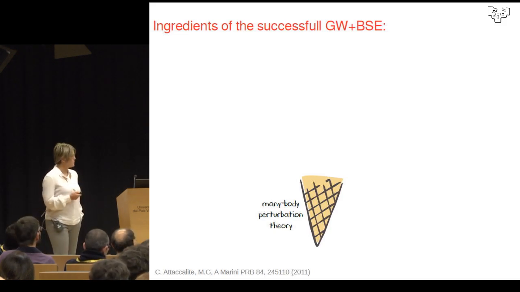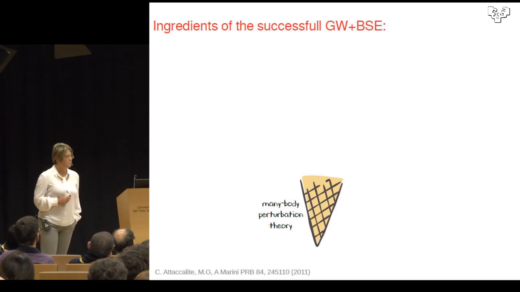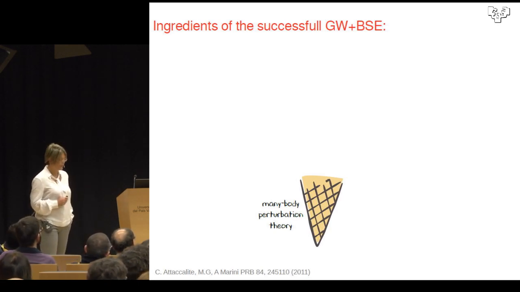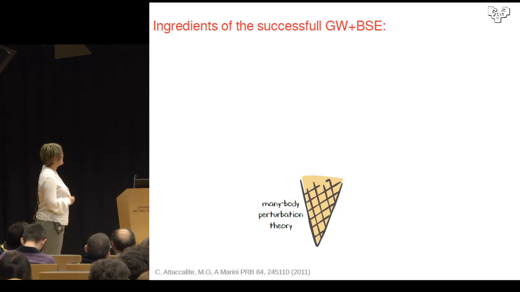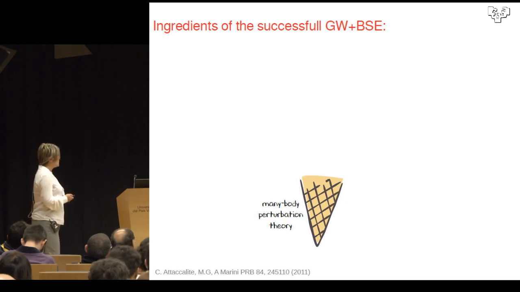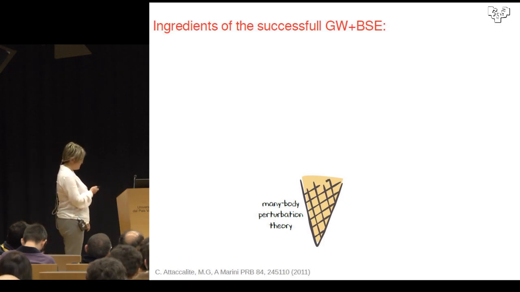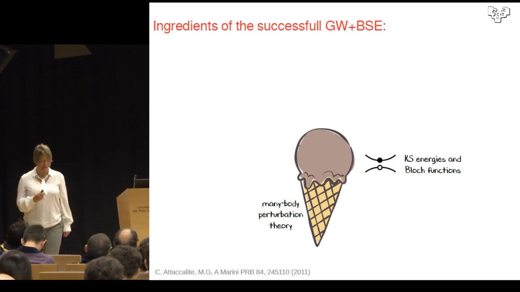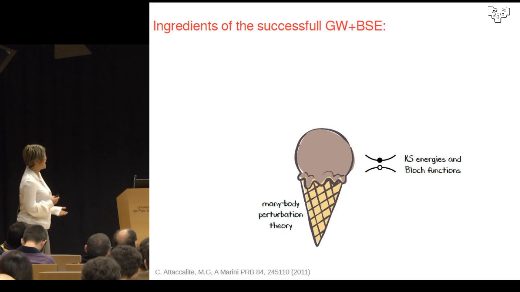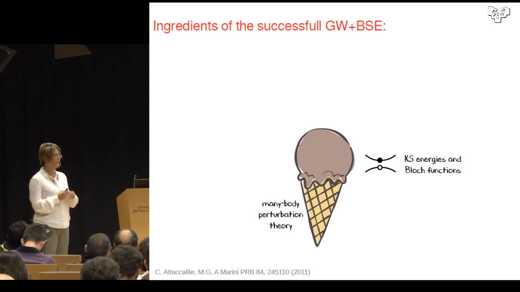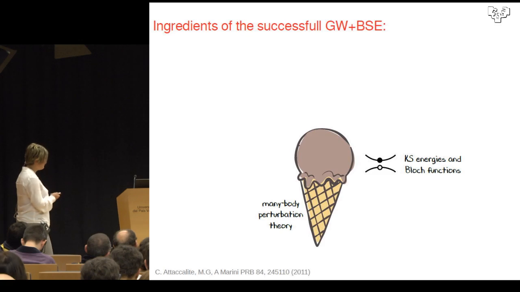And so I will just cartoonize our paper. If you want to go into the details, you can refer to this publication. We looked at what are the key ingredients of the GW plus Bethe-Salpeter. Everything is grounded in many-body perturbation theory, and an important thing is that we start from Kohn-Sham energies and Bloch functions. So everything is first principles.